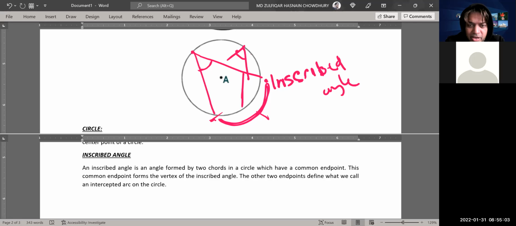So we have learned two important angles of a circle. What are these two important angles? The inscribed angle and central angle. Now we need to learn the relationship between these two. Okay, so let's look at this.